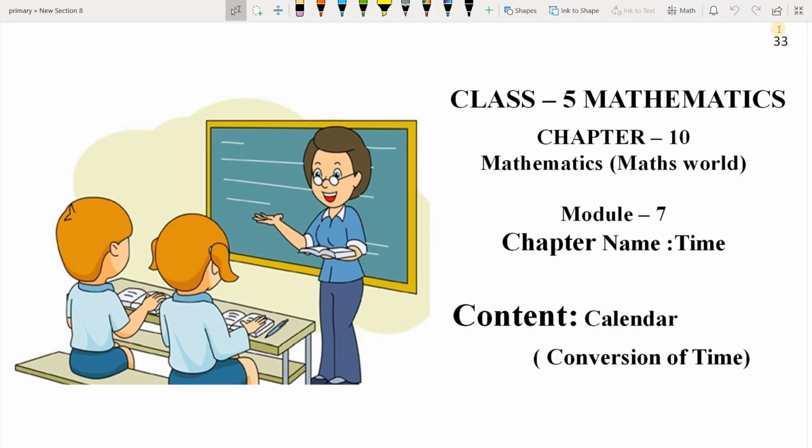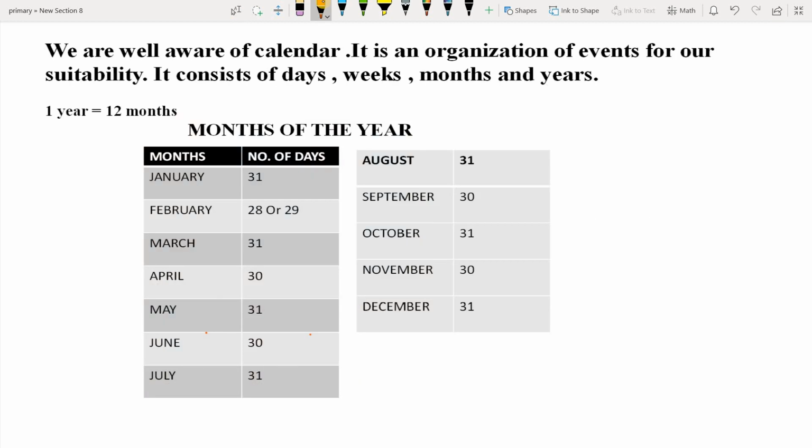So let us start. Students, we are well aware of calendar. It is an organization of events for our suitability. It consists of days, weeks, months and years.